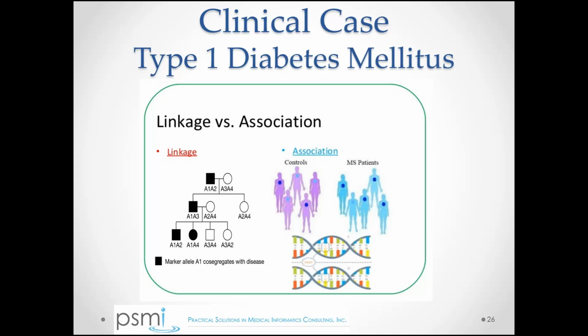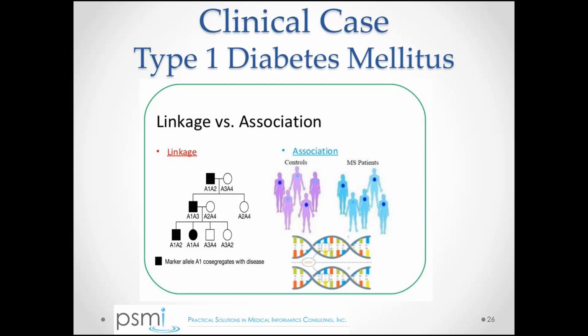In association studies, at a high, conceptual level, you have these large databases, and you can say, okay, here's a group of people that don't have diabetes, and here's a group of people that do have diabetes. Okay, what do we see?